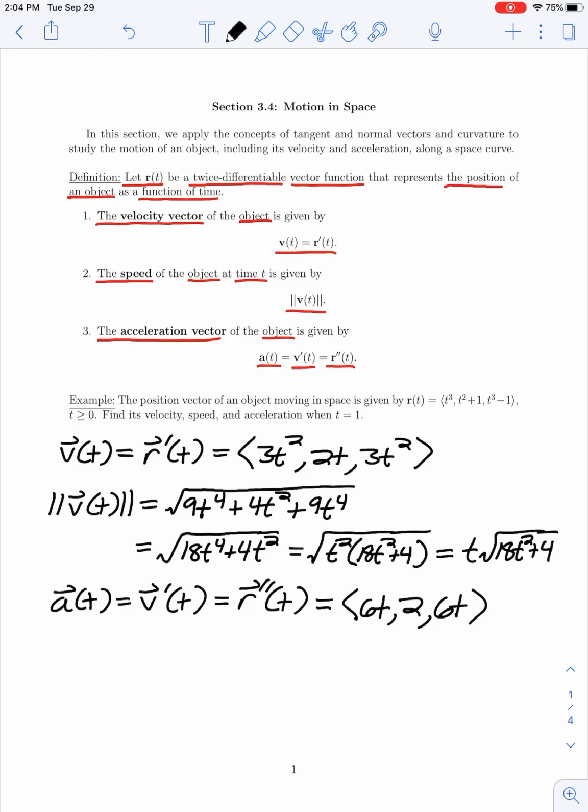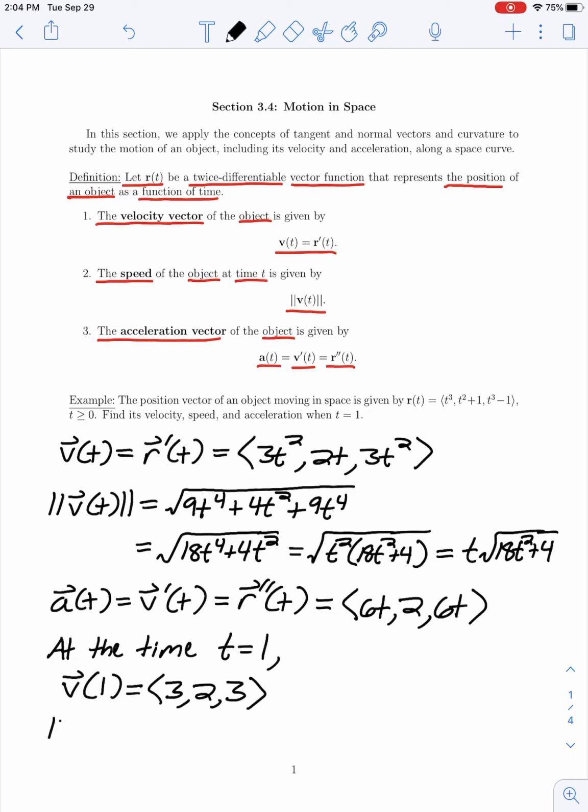Now, we were asked about the velocity, speed, and acceleration of this object at a particular time, namely when t is equal to 1. So at the time t equals 1, we would have a velocity v of 1 of 3, 2, 3. So this is our velocity vector of the object in space.